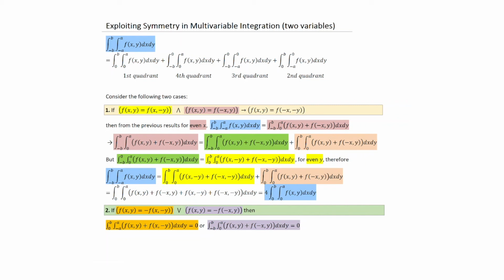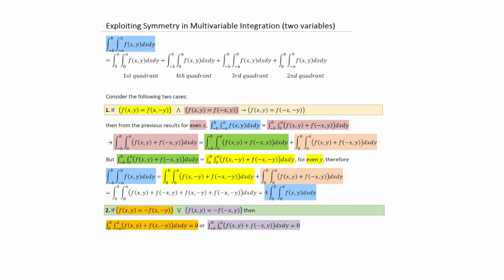And how do we know that? Well, if we take the second expression here and substitute for -y, then this becomes f(x,-y) equals f(-x,-y). But f(x,-y) equals f(x,y). Therefore, we can make this assertion here.